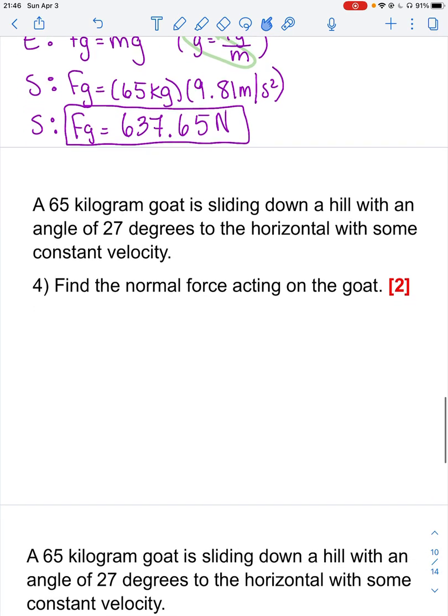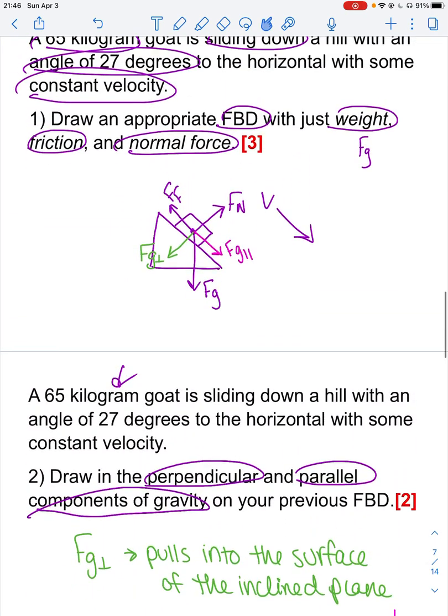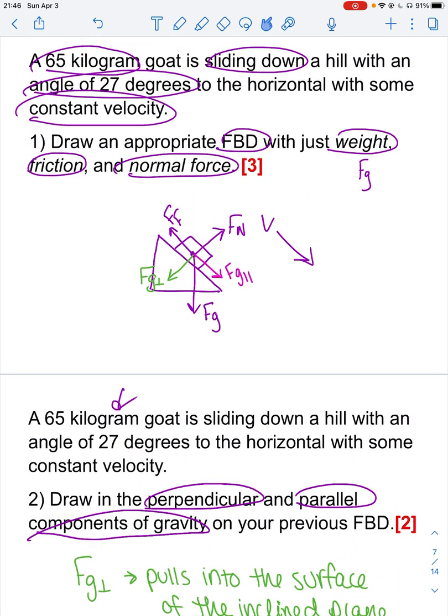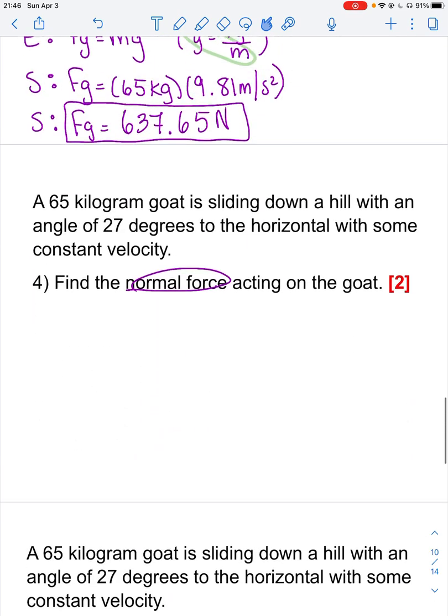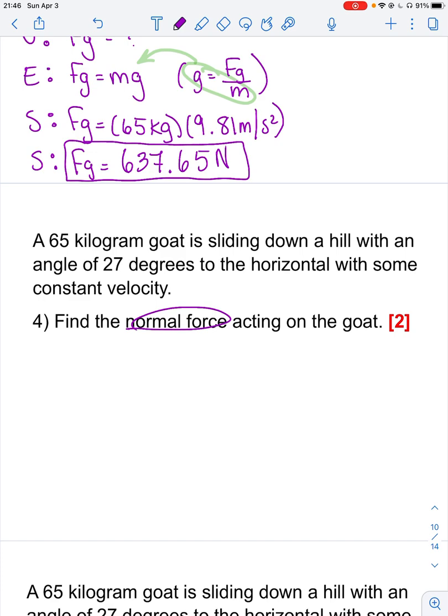Now if we move on to the next part, it says find the normal force acting on the goat. Well, we know that the normal force is always equal to the force of gravity perpendicular, as we see right here. We always know that to be true on an inclined plane. However, in order to even get Fg perpendicular, we need to have a force of gravity. Oh, but would you look at that? The force of gravity that we got from this problem is going to be useful to us.